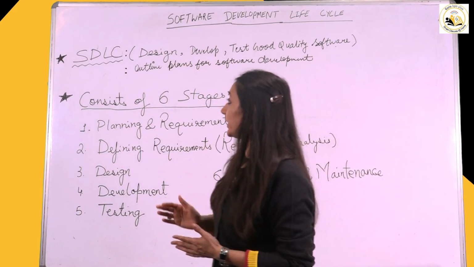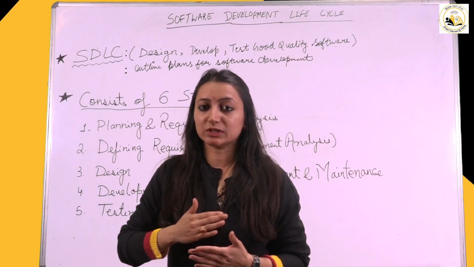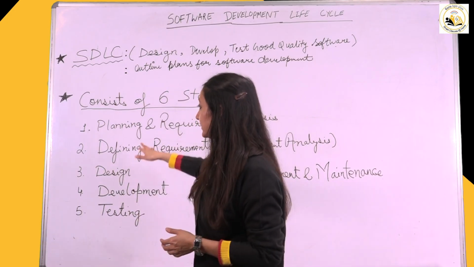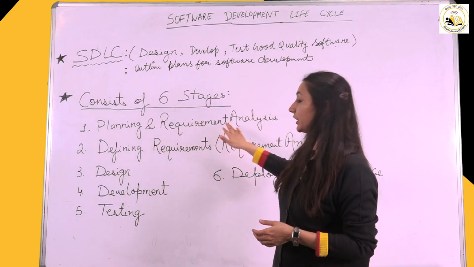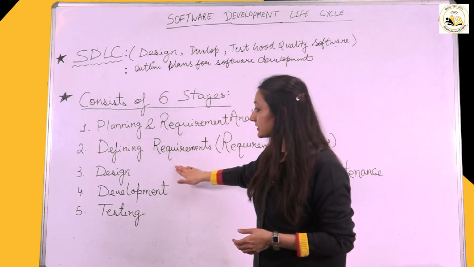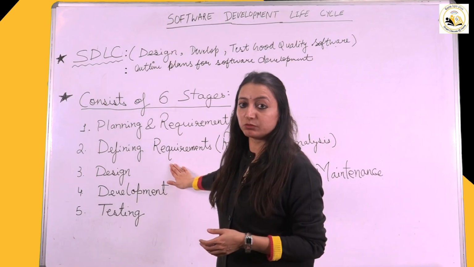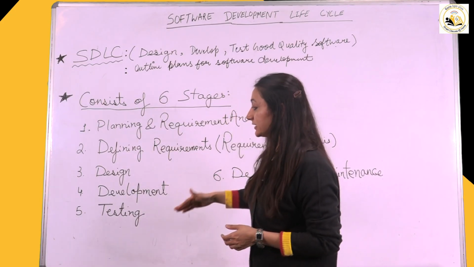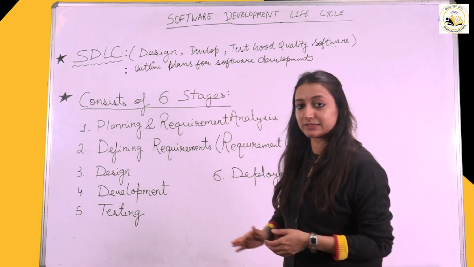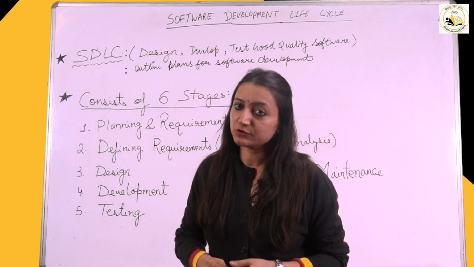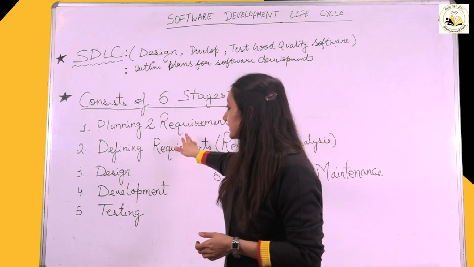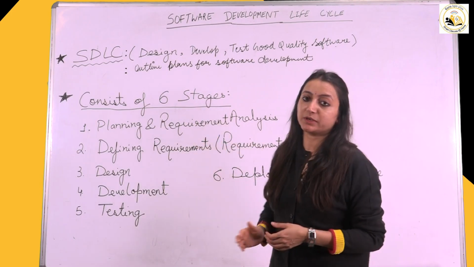Now for the whole SDLC program, we have to consider 6 stages. In the first stage, we talk about planning and requirement analysis. Next stage, we talk about defining the requirements. Then moving forward, designing, development, testing, and finally the deployment of the software. So coming to the first stage, that is the planning and requirement analysis.